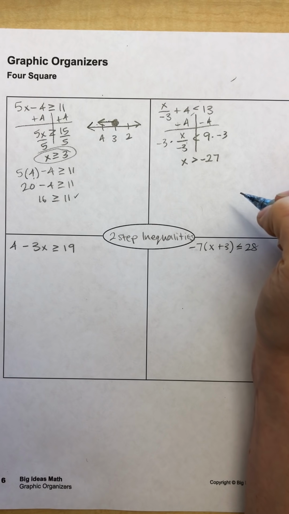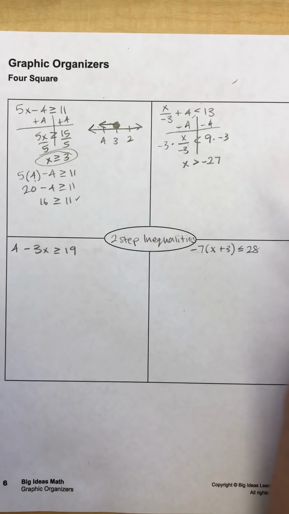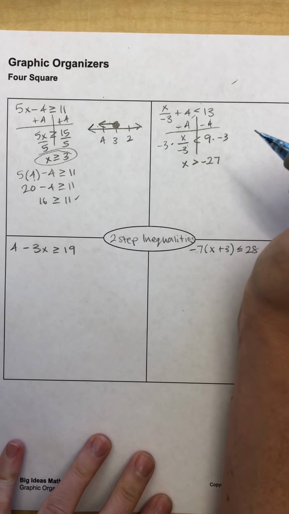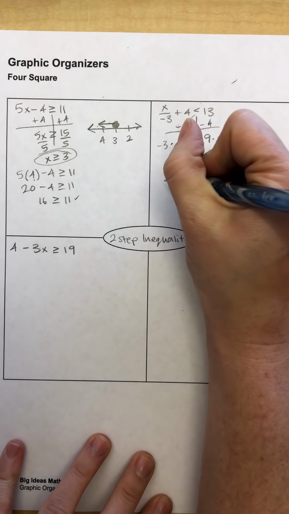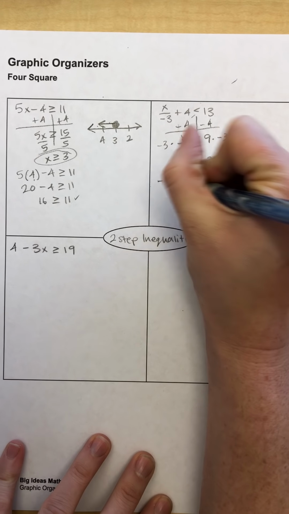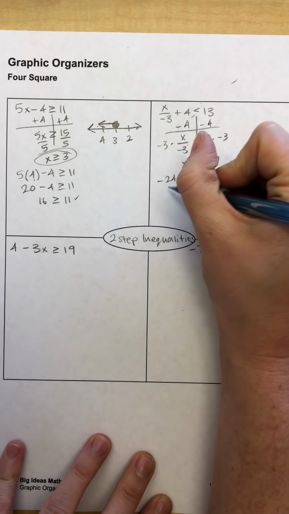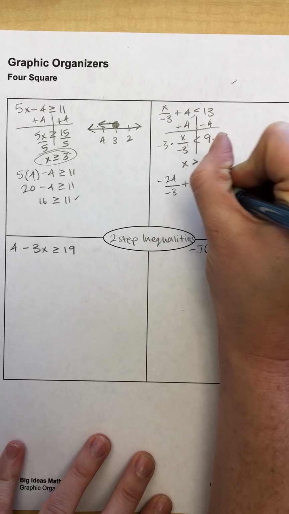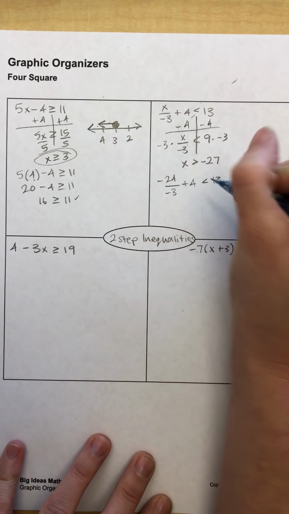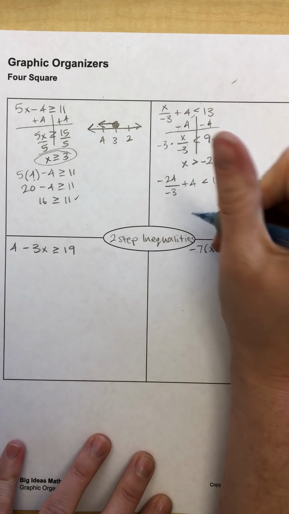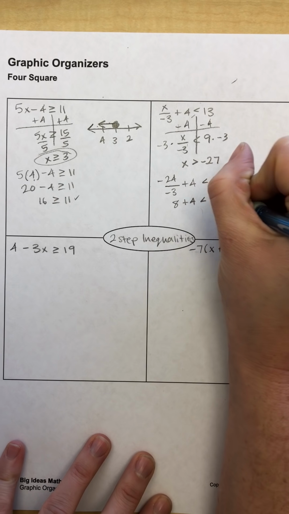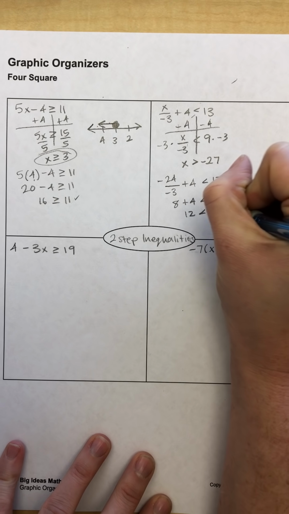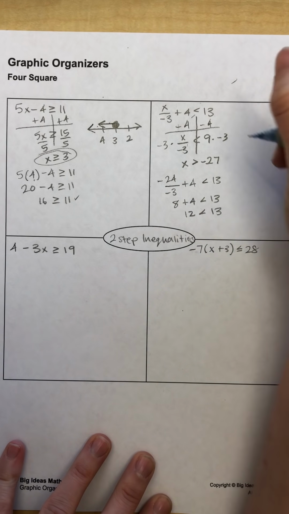So I'm going to pick something that's greater than negative 27, but preferably something that is divisible by 3. So maybe picking a negative 24 would be a good idea. So negative 24, which is greater than negative 27, so that makes sense there. Negative 24 divided by negative 3 is going to give me a positive 8. Plus 4 is less than 13. 12 is less than 13. That's true, so that works.